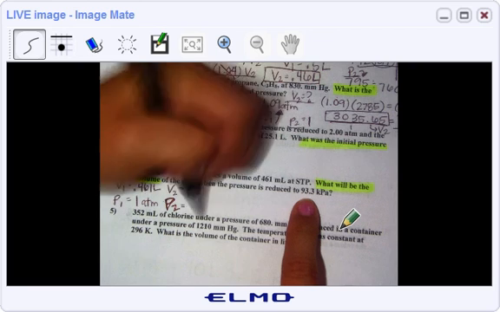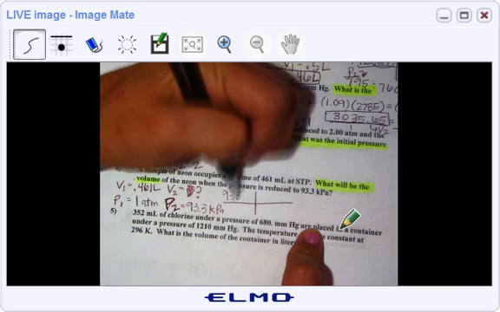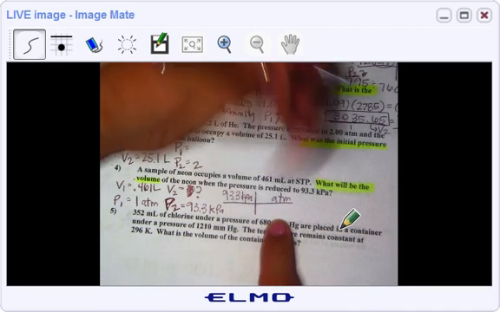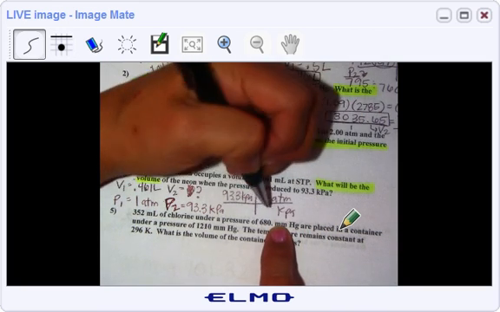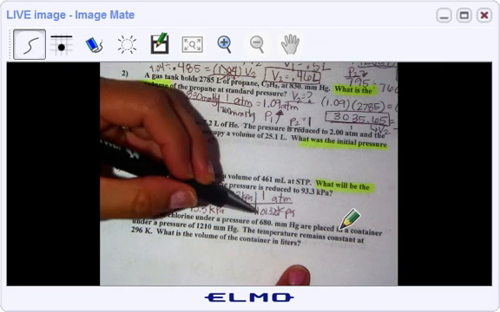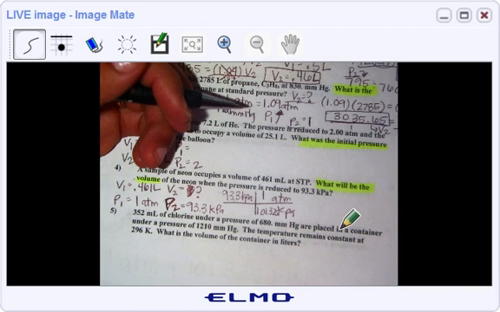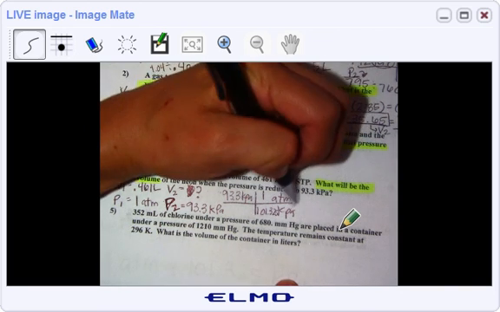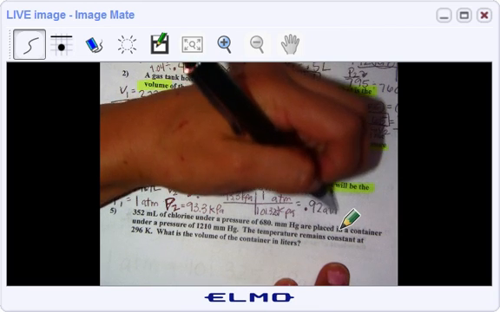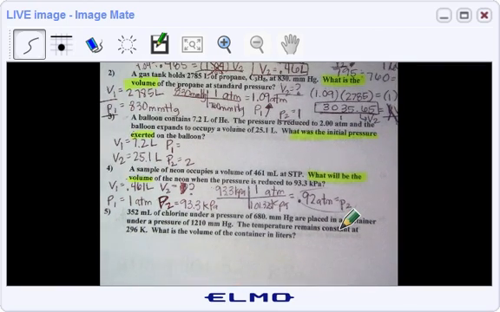To convert, it gave us 93.3 kPa. I want ATM. The conversion for kPa is 101.325. So I'm going to take 93.3 divided by 101.325. Did you guys get 0.92? Okay. And that will be my P2. So you do have all the variables you need to solve.